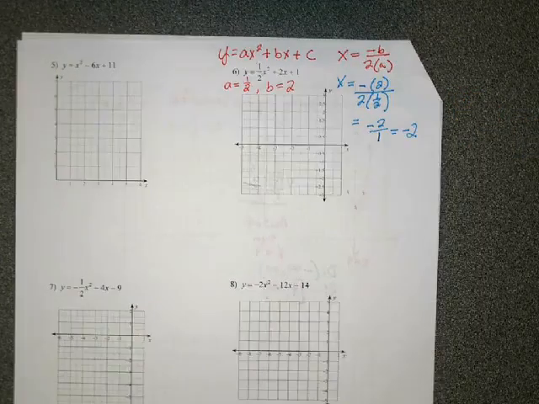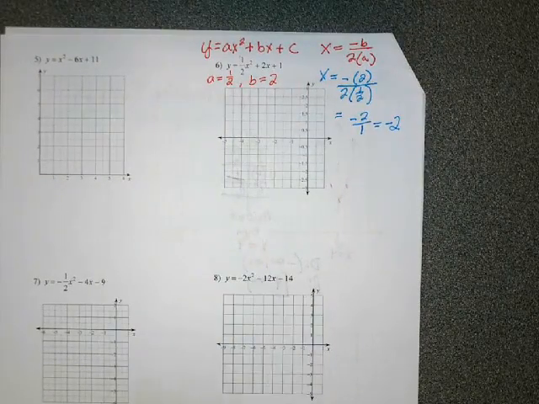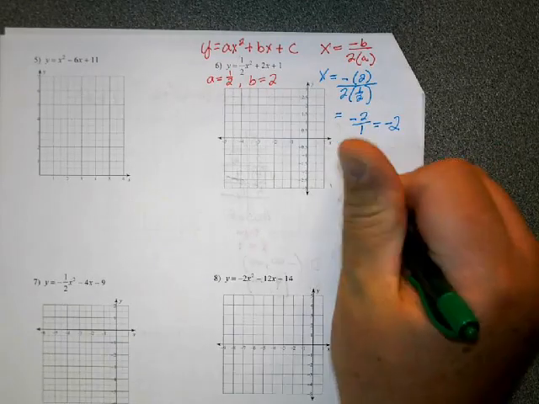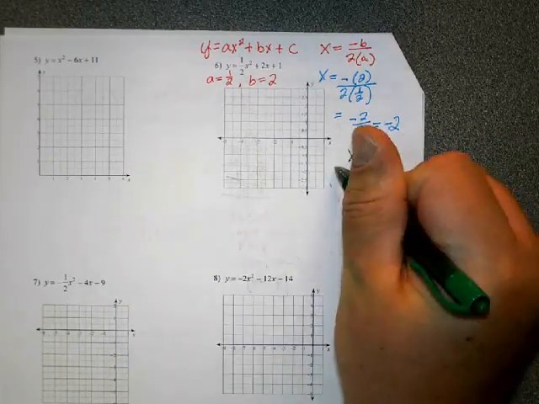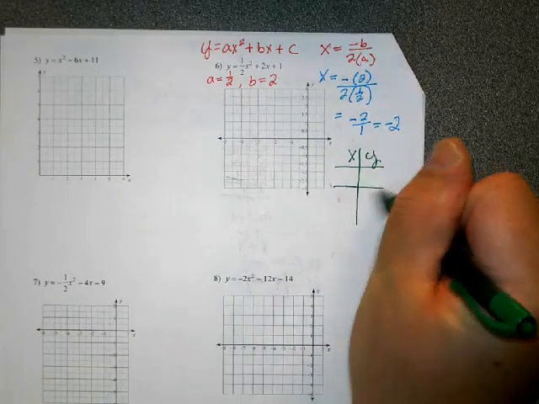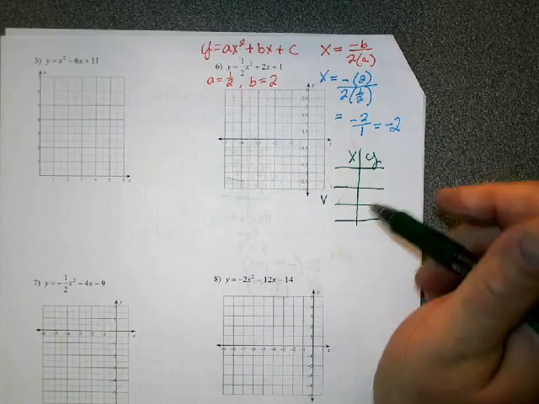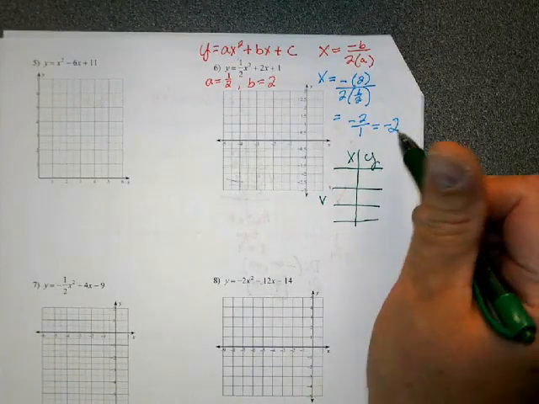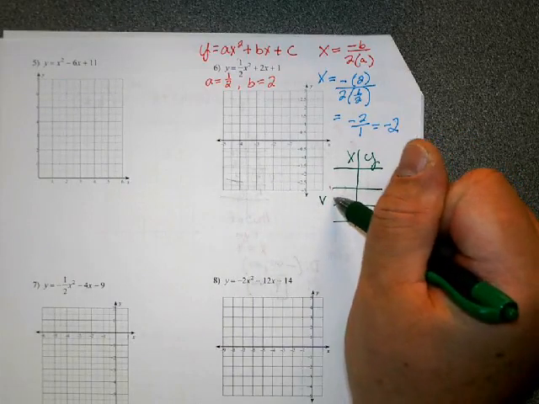And again, we're going to do this the easy way, right? So here's my chart, X, Y. I need 3 points. I'm working on my vertex. And my X value for the vertex, my X coordinate, is -2. Everything else I can get from my calculator.